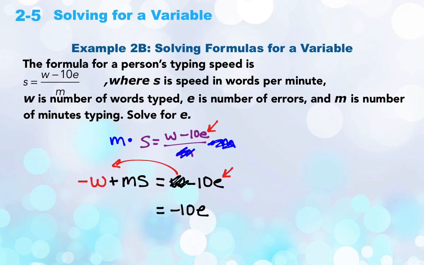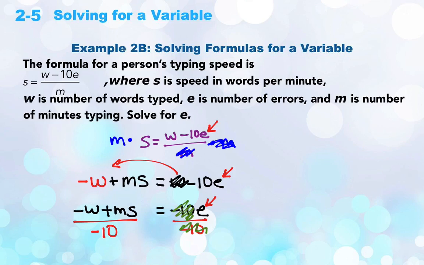Negative 10E over here, and then negative W plus MS on the left. So the last thing I want to do here is I'm trying to still get E alone, so that means I have to get rid of that negative 10. Well, since it's multiply, I've got to do the opposite, which is divide by negative 10. And you've got to do the whole thing, not just W, not just MS. You've got to do the whole thing. Divide by negative 10. So this cancels out here.